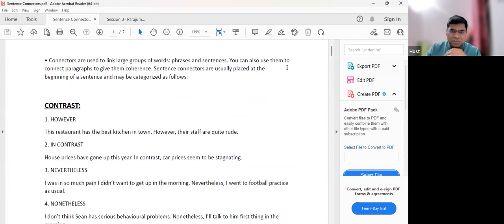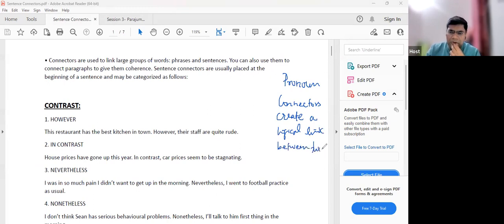So a short while back we discussed pronouns. The job of the pronoun is to refer to a noun most of the time. So you use the noun on the first occasion, then you always refer to that noun using a pronoun. That's why pronouns can be used to connect sentences. What do connectors do? Connectors create a logical link between two sentences. Very important. What do connectors do? Connectors create a logical link between two sentences.